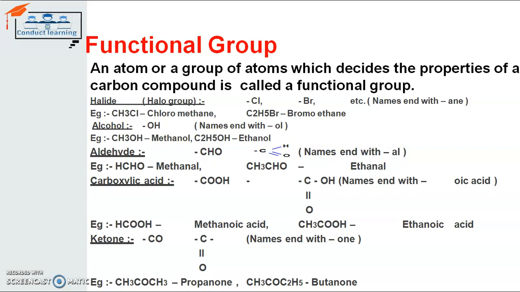The first example of functional groups is the halide or halo group. The halo group contains two different atoms, one of chlorine and one of bromine, and when chlorine or bromine is added to an already existing carbon compound, it changes its property and the name of that carbon compound also. Let's see how it happens.